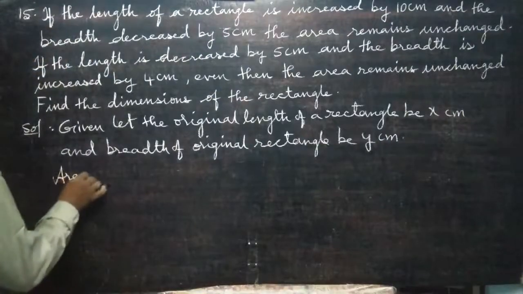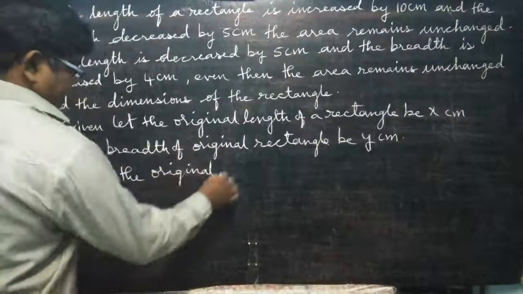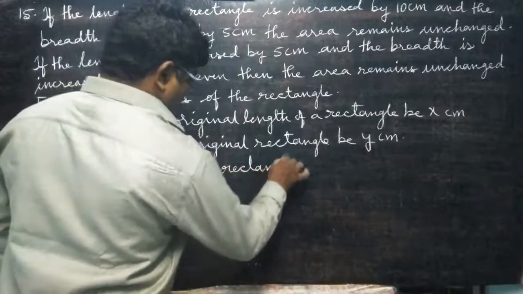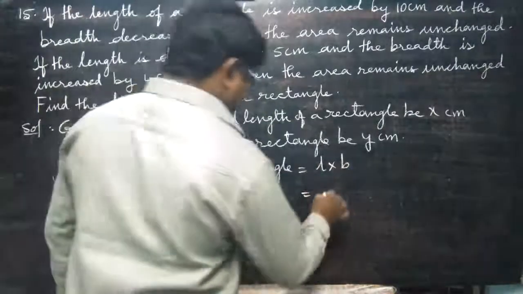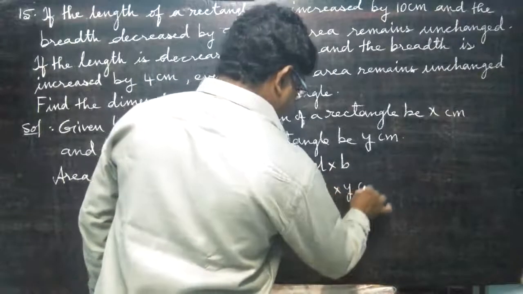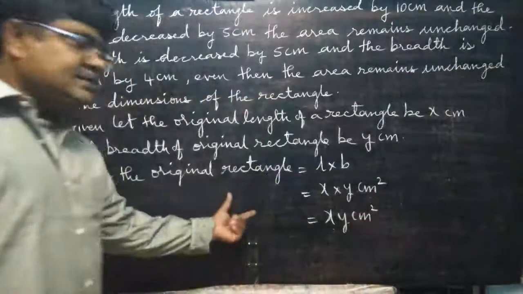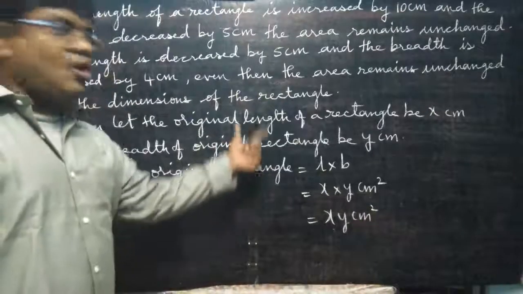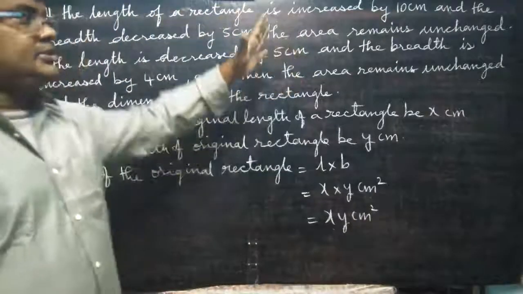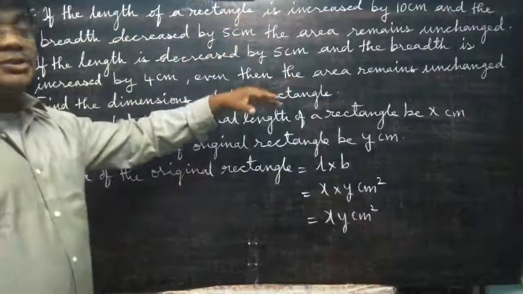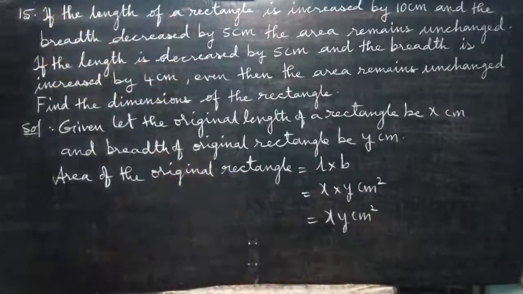Now find area. Area of the original rectangle. Formula: length into breadth, that is equal to x into y centimeter square, xy centimeter square. This is the area of the rectangle what they gave, original rectangle. Now here length and breadth, there is a variation, changes. Then also after change also there is no change in area. The area remains constant.